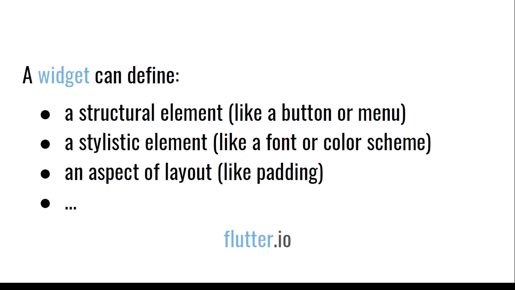A widget can help you define a structural element, like, for example, a button, a menu, or a text. It can help you define a stylistic element, like color, fonts, and stuff like that. Or you can also define an aspect of the layout, for example, padding, or the position, center, left, right, stuff like that. And so you can define everything of the user interface with a widget.